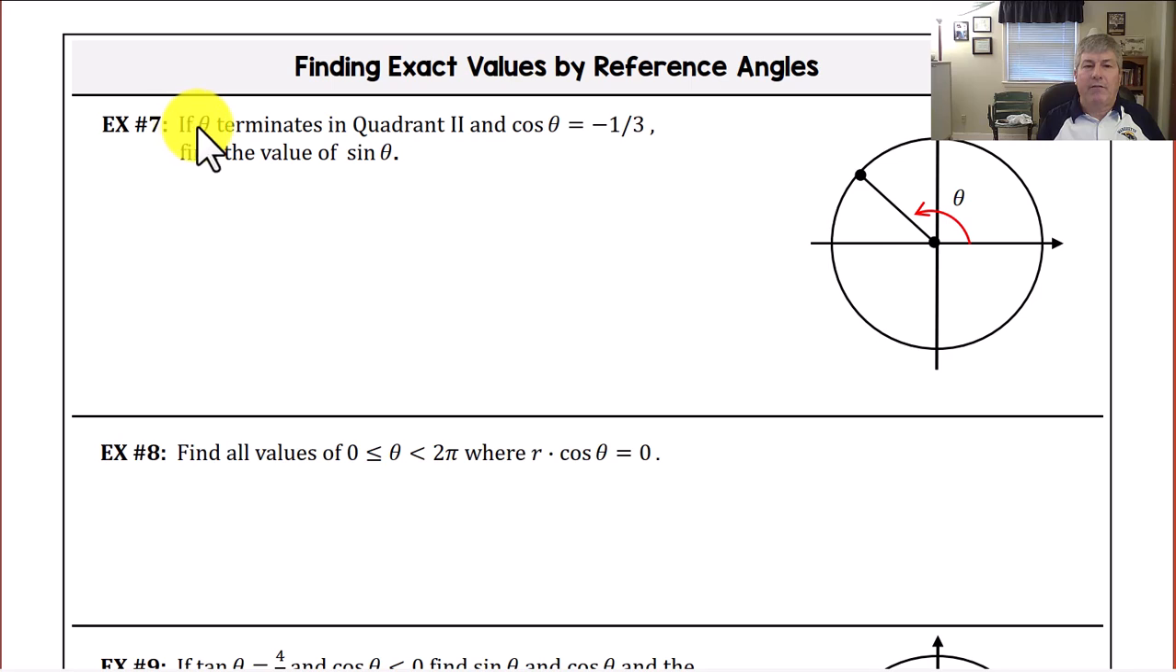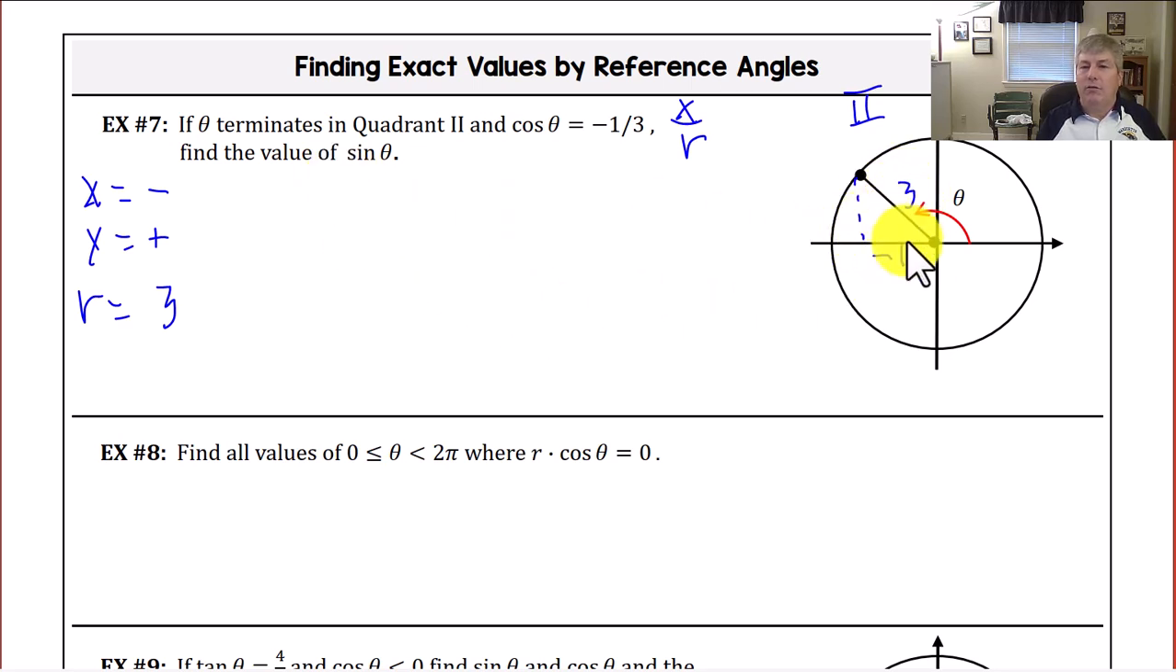In example 7, we're given that theta terminates in quadrant 2. That's going to be important for us. That tells us that our x's are going to be negative and our y's are going to be positive. And the cosine of theta equals negative 1 over the square root of 3. So we know that our r is the square root of 3 because cosine is x over r. So our x value is negative 1, and our r value is the square root of 3.